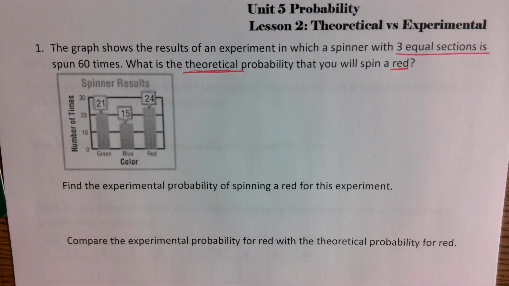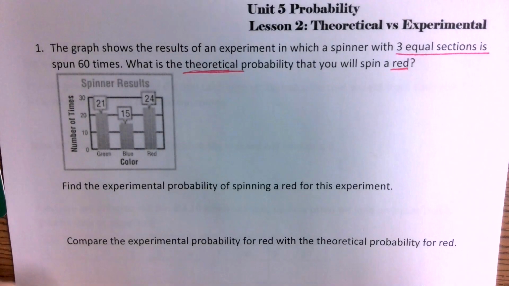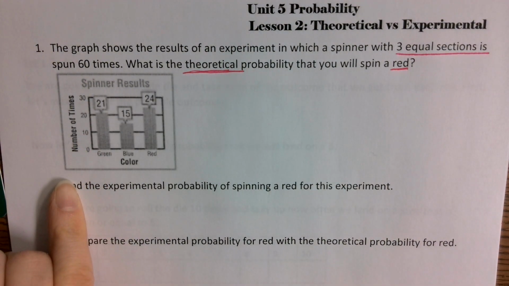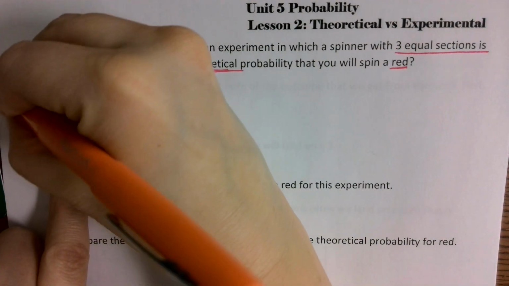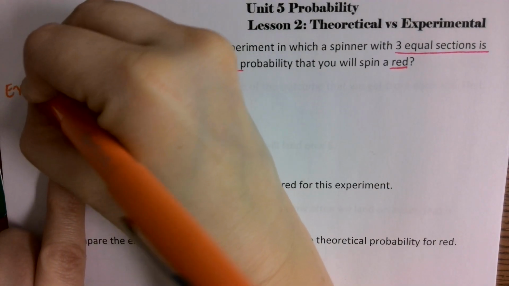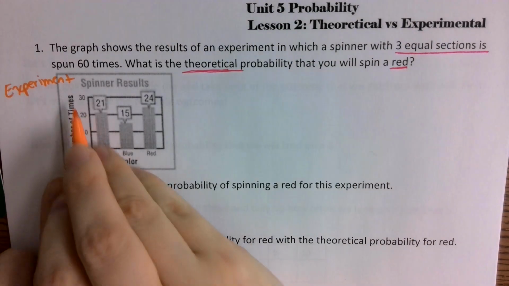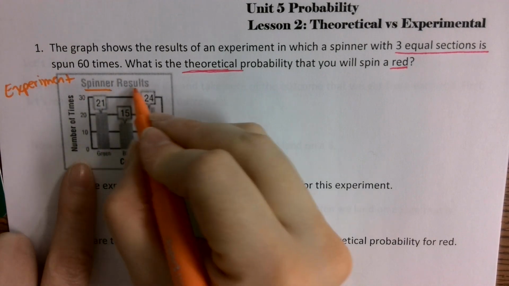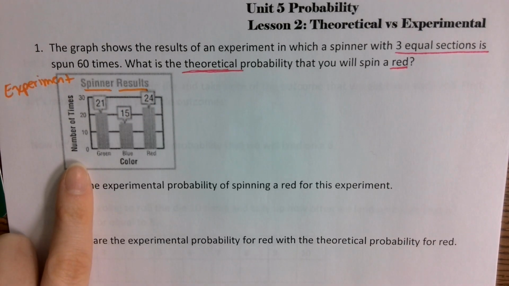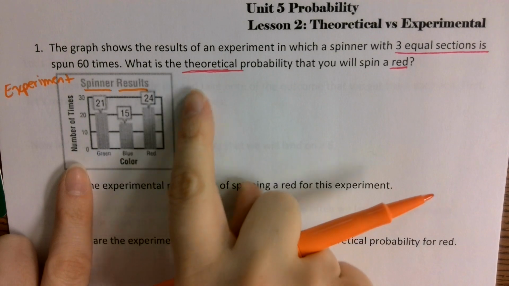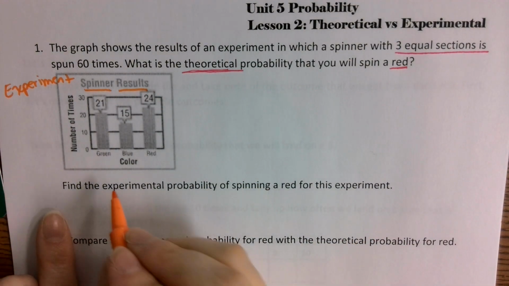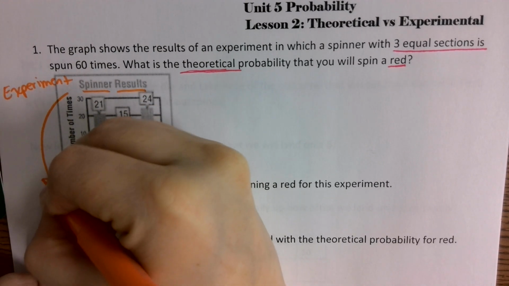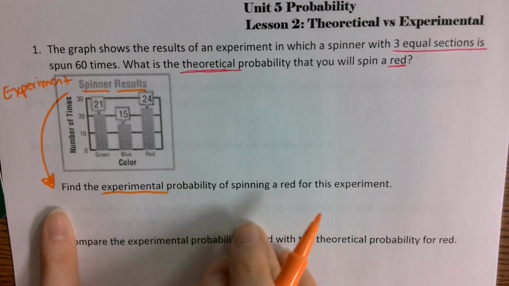So if I'm talking about spinning a spinner, this table right here is the results of an experiment. This table of information is the results of us performing an experiment, spinning the spinner. So when they say spinner results, that means that they've actually performed the experiment. That's not going to be theoretical probability. That's going to be your experimental probability. So this table is going to be utilized for this question.